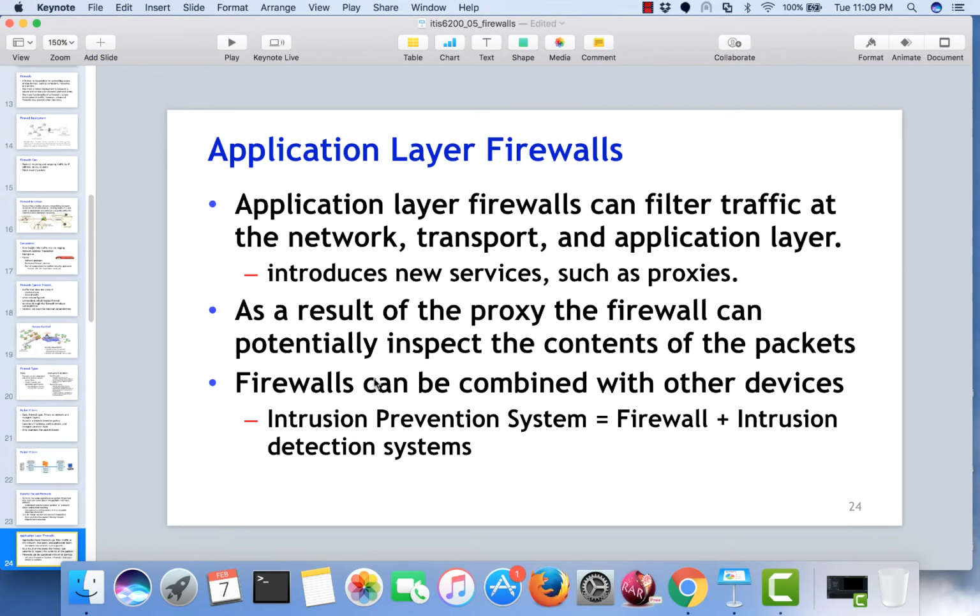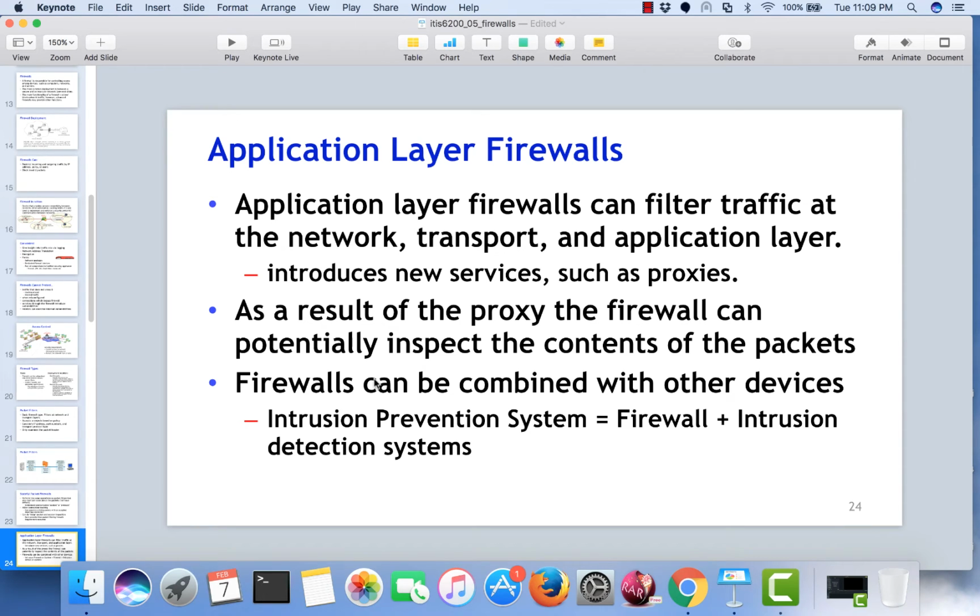All right, so let's talk about application layer firewalls. They can filter traffic at the network, transport, and application layer. It introduces new services such as proxies. As a result of the proxy, the firewall can potentially inspect the contents of the packets. Firewalls can be combined with other devices, such as intrusion prevention systems, or firewall plus intrusion detection systems.